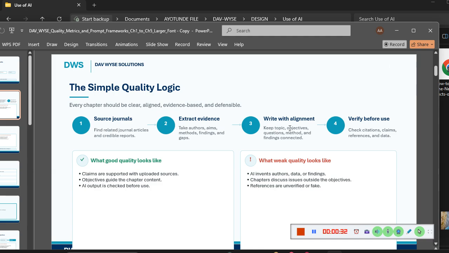Extract evidence, write with alignment, then verify before use. So what good quality looks like is your claims are supported with uploaded journals. I said uploaded sources because that's what we'll be giving AI to work with. Then your objective will guide your chapter content. Then AI output is checked before use.